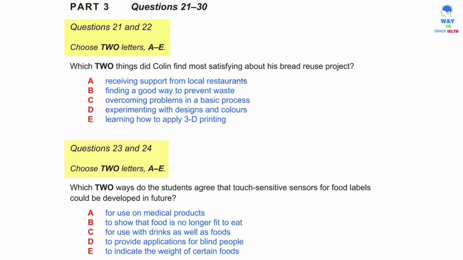I came across something on the internet yesterday that might interest you. It was a company that's developed touch-sensitive sensors for food labels. It's a special sort of label on the food package. When the label's smooth, the food is fresh. And then when you can feel bumps on the label, that means the food's gone bad. It started off as a project to help visually impaired people know whether food was fit to eat or not.